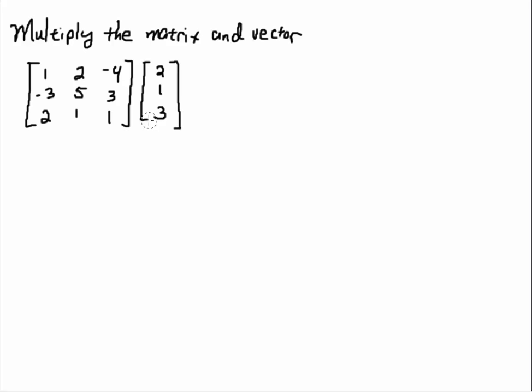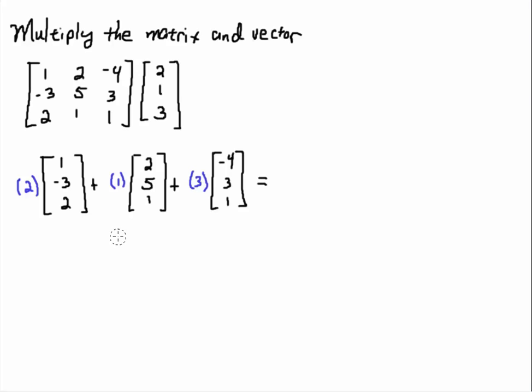The way I want you to think about it is, if you notice, you took this 2 and you multiplied it by the first column in every case. You took this 1 and you multiplied it by the middle column in every case. And you took the 3 and you multiplied it by this third column in every case, and then you added them all together. So I want you to think of matrix vector multiplication as taking this component, multiplying it by the first column, the second component times the second column, and the third component times the third column, and then adding them together.